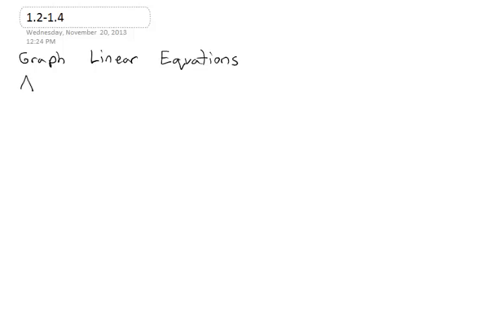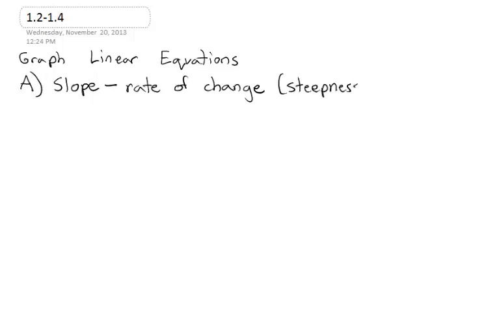So with graphing a linear equation, the first thing we really need to be good at is understanding this concept of slope. Slope is simply the rate of change. Really, it's a measure of the steepness of a line. And there's lots of formulas that you might have seen for slope.